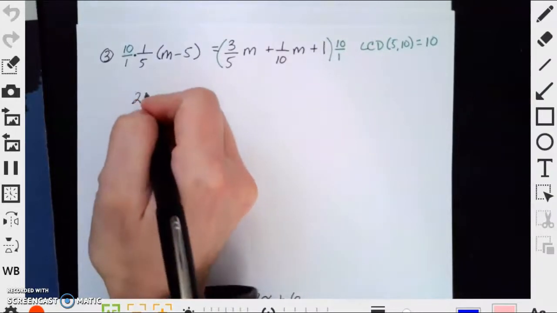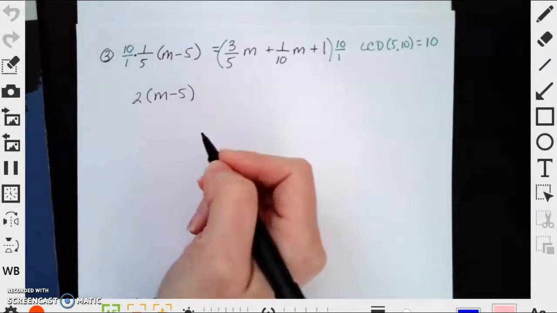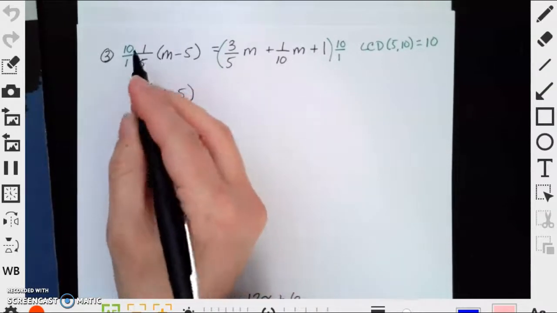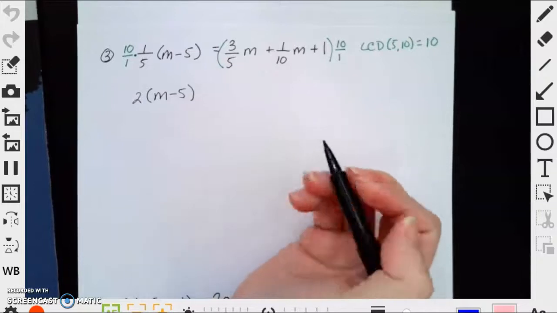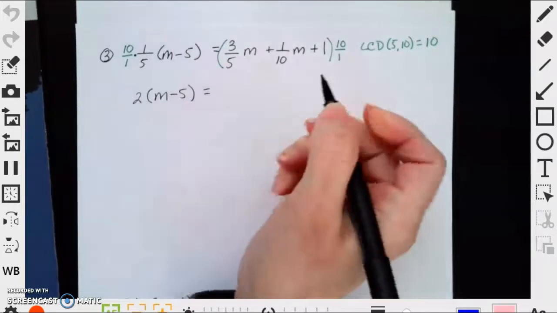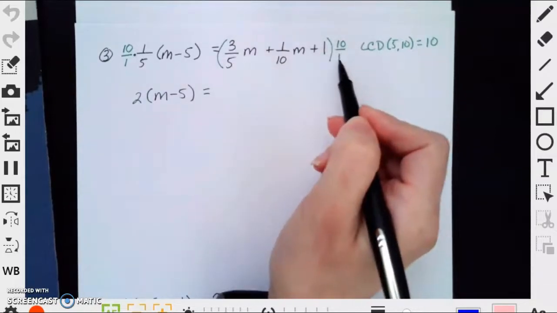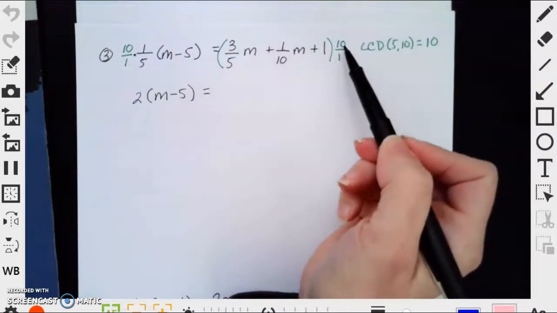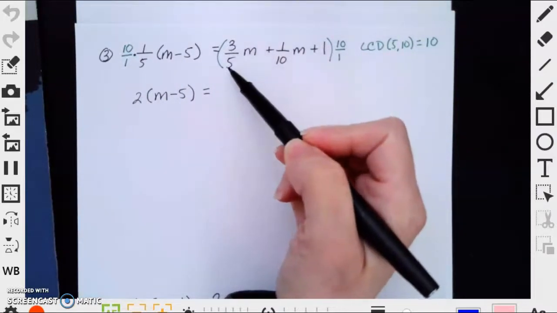So the side becomes 2 times (m minus 5). So I did that simplifying mentally before writing it down. If you're not comfortable with that yet, that's fine. You can write it out as 10 over 5. It just means you'll have one more line of writing than I will. I'm going to do the same thing on the other side. I'm only multiplying the numerators by 10. The denominator here is 1, so that's not going to change the denominators. So I'm thinking 10 times 3 is 30, divided by 5 is 6.